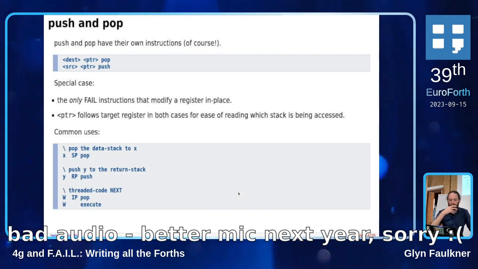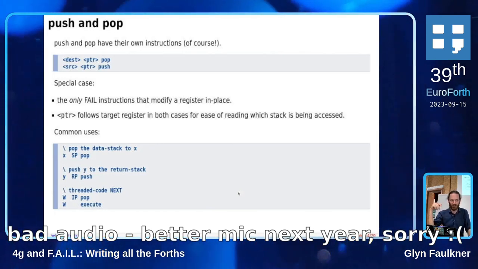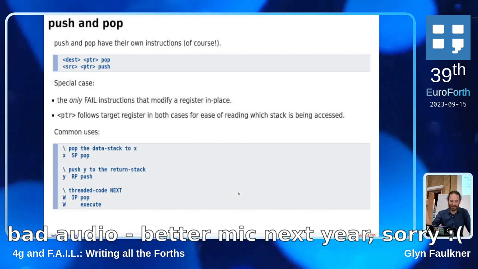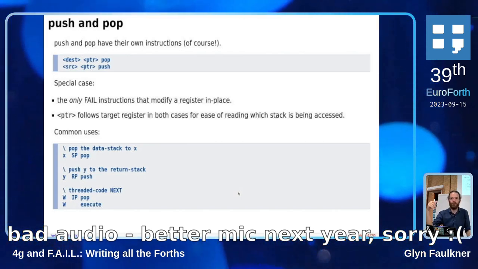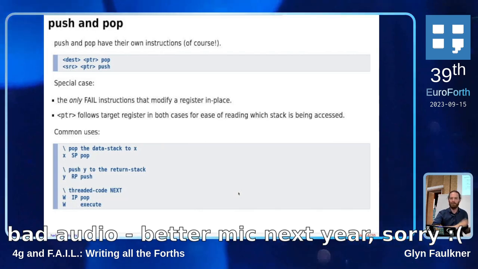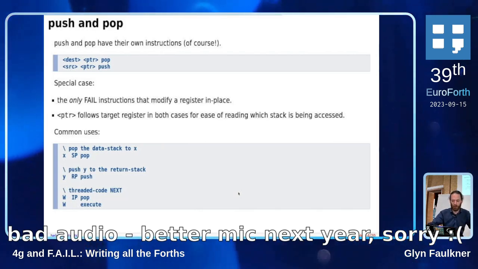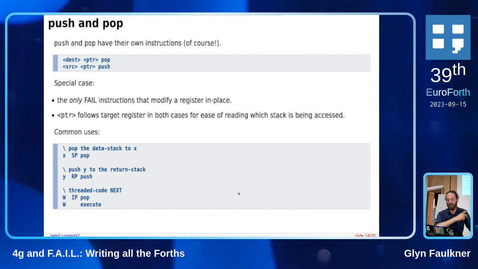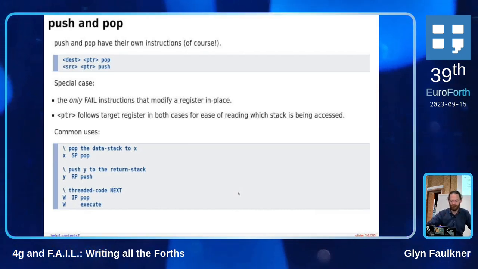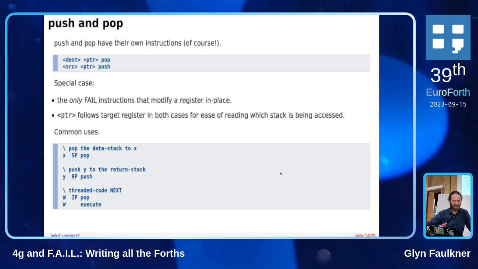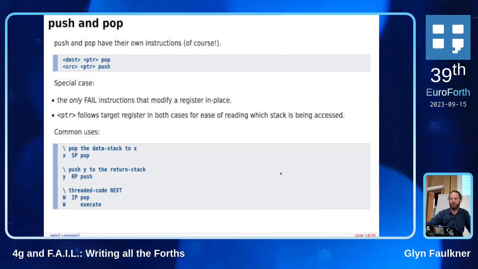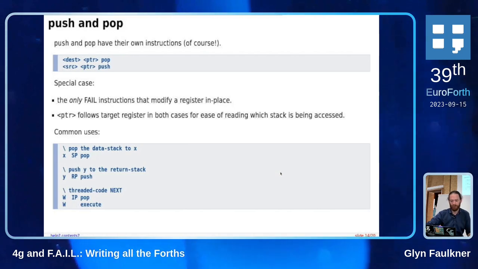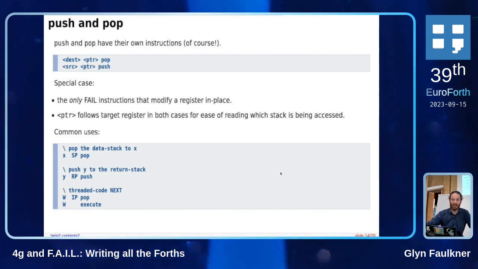So push and pop are special case instructions, which makes sense in a stack language like Forth, or in a language designed to implement it. So the point I made about explicitly stating input and output registers doesn't apply to push and pop. So the stack pointer is always updated in place if you use the FAIL push and pop instructions. That may change if it turns out there's an easier code generation that doesn't do that. But this simplified my life at the time.